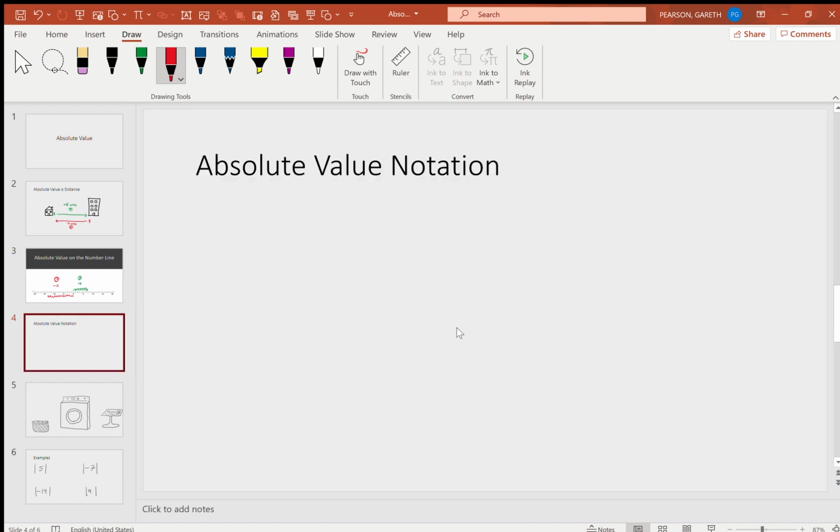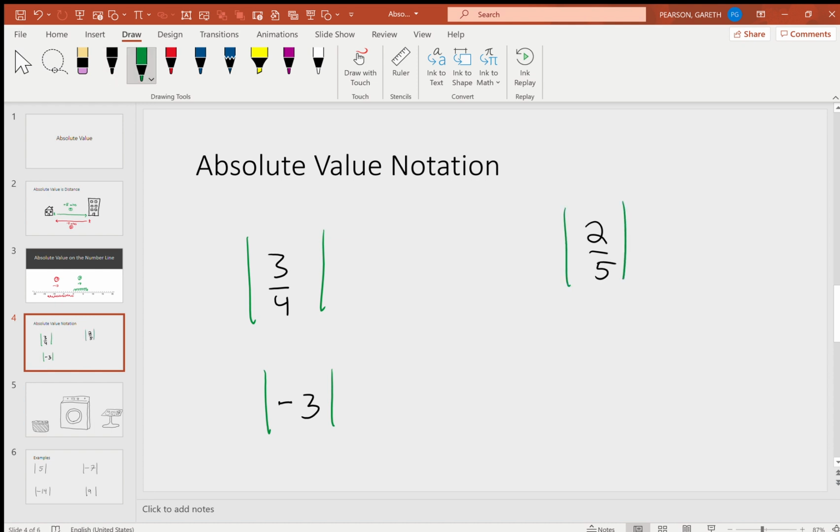Now, when it comes to the notation for absolute value, it's super simple. Let's say I'm saying, hey, find me the absolute value of 3 over 4. The notation is just going to be 2 bars on either side of it. Let's say I'm saying, hey, find me the absolute value of negative 3. Well, the notation is going to be 2 bars. That's your absolute value notation. It's just any number with 2 bars on either side of it. Could be a simple number too, could be 17, just 1 bar on each side of it. That's your notation for absolute value.